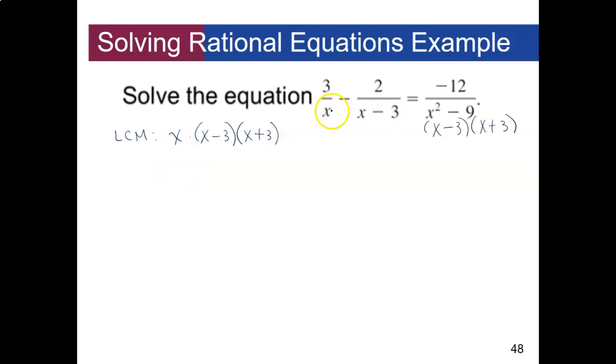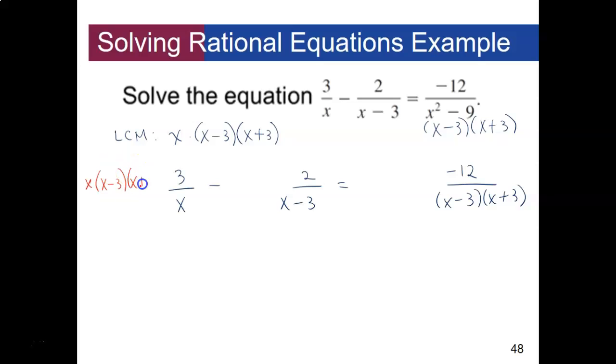Okay, so I'm just going to recopy this, giving myself plenty of space. Here we're going to now multiply everything by this least common multiple. So I'm going to multiply it by x times x minus 3 times x plus 3. I'm going to do the same thing to this term, so x times x minus 3 times x plus 3. And then I'm going to come over here and also multiply this by x times x minus 3 and x plus 3. Okay, so kind of keep all of these grouped together for the purposes of cancellation.